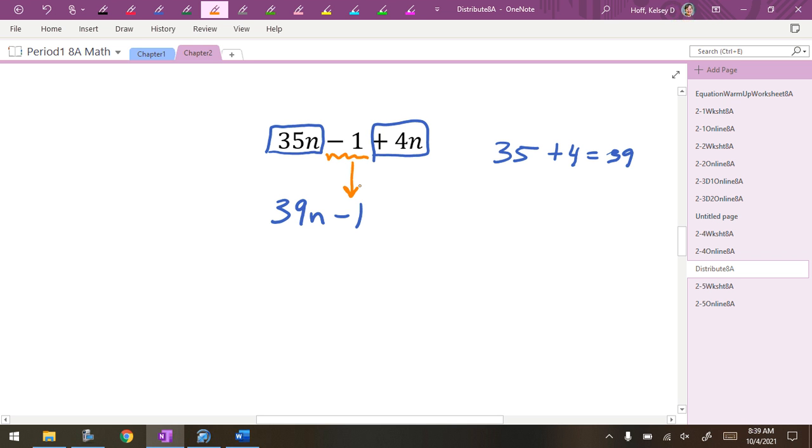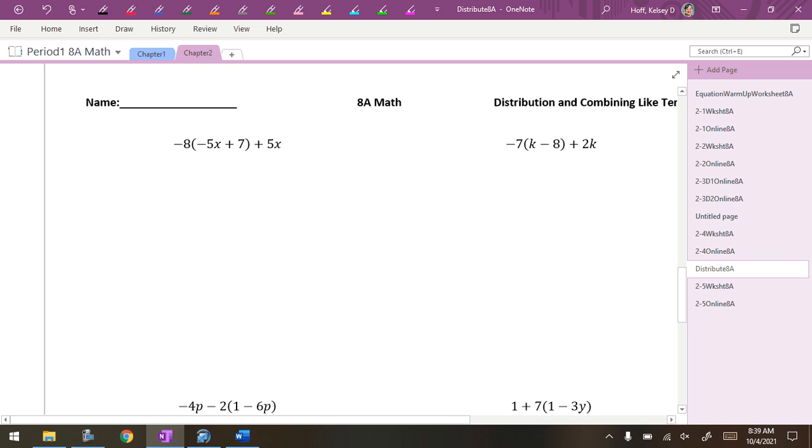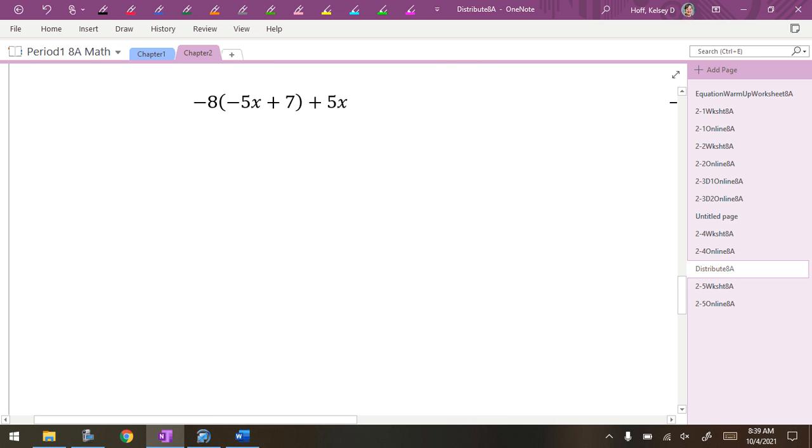Okay, now we have to combine both pieces, distributing and combining like terms. So flip your page over. First, we have to distribute, which is the number outside the parentheses. And it needs to be multiplied inside the parenthesis.